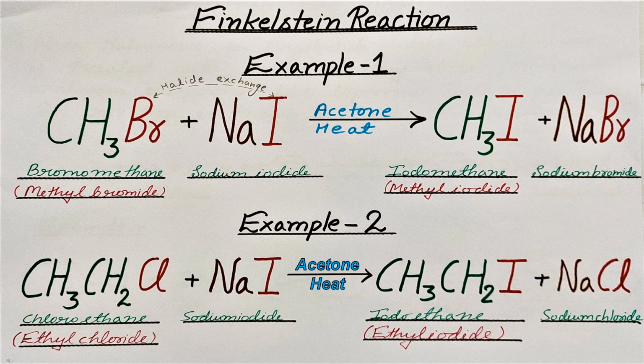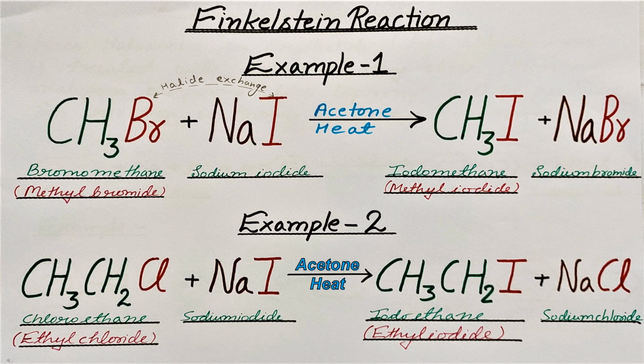Now taking up example of Finkelstein reaction, in the first example we are going to react bromomethane with sodium iodide in the presence of dry acetone. In this reaction there will be exchange of halide ions, that is Br- and I-. After exchange of halide ions there will be formation of the main product, that is iodomethane, and the side product sodium bromide will be formed. Common name of iodomethane is methyl iodide.